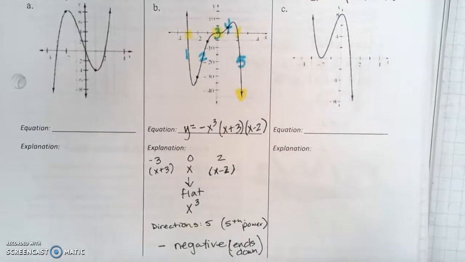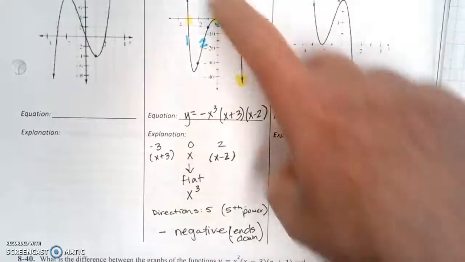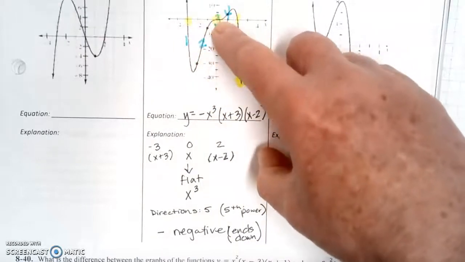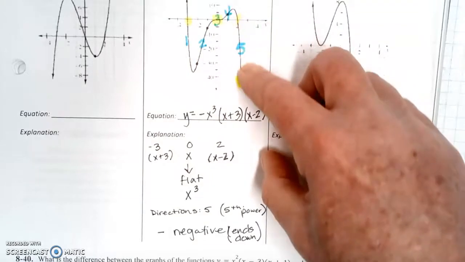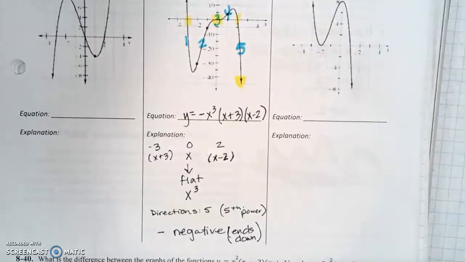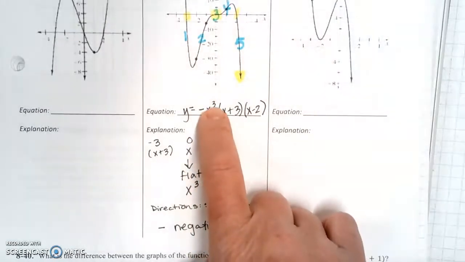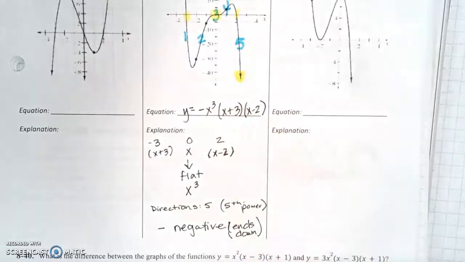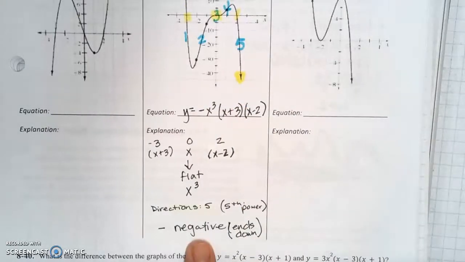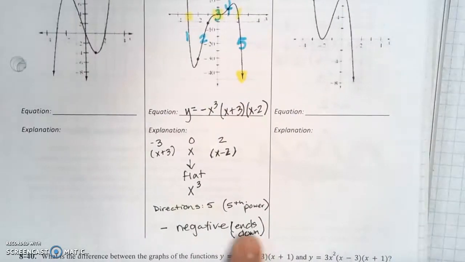Okay? I did count my directions. There were 1, 2, where it flattens out, counts as 3, up 4, and down 5. So it should be a 5th power. And so if you count this exponent right here, 3, 4, 5. So it is a 5th power, and it's negative because the end behavior goes down.